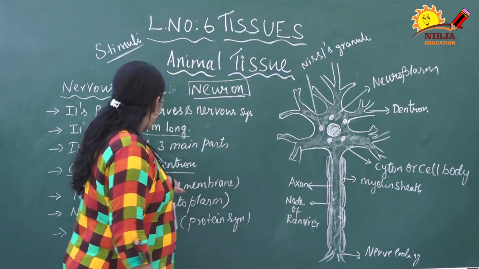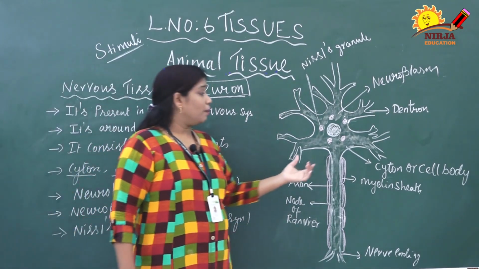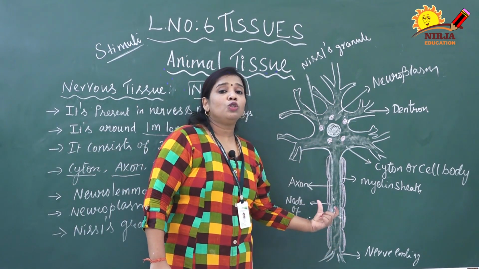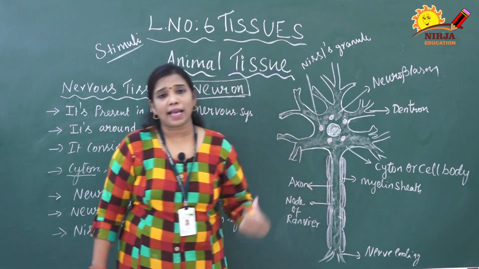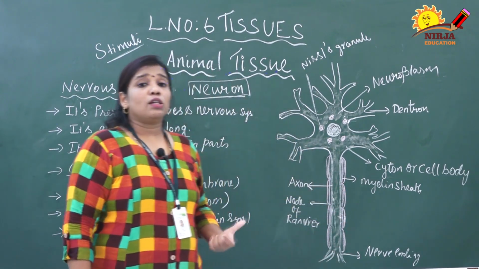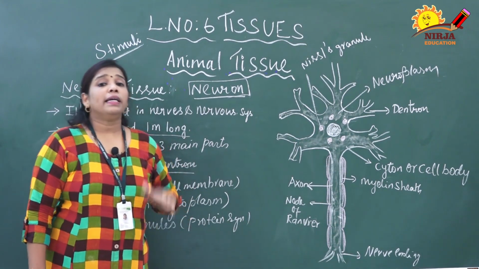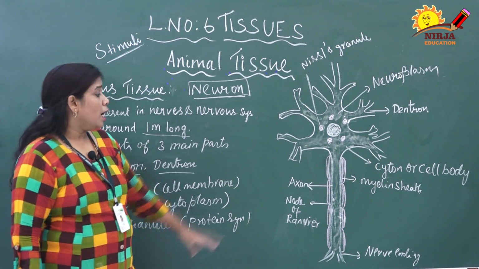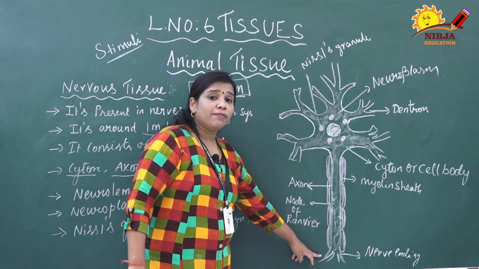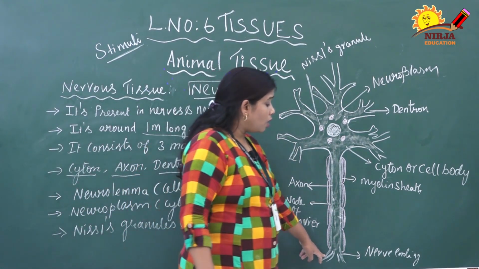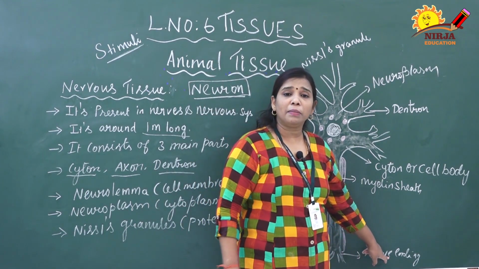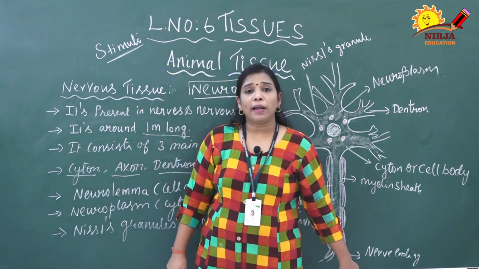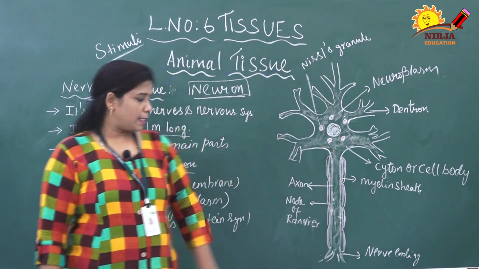Clear? Next part is the axon. The axon is a long tube-like structure continuing from the cyton. The narrow tube-like structure is called the axon. This axon also contains neuroplasm and is covered by a cell membrane, the neurolemma. The end of the axon, the finishing point, is called the nerve endings or terminal plate. So this axon ends at the plate, called the end plate or nerve endings.